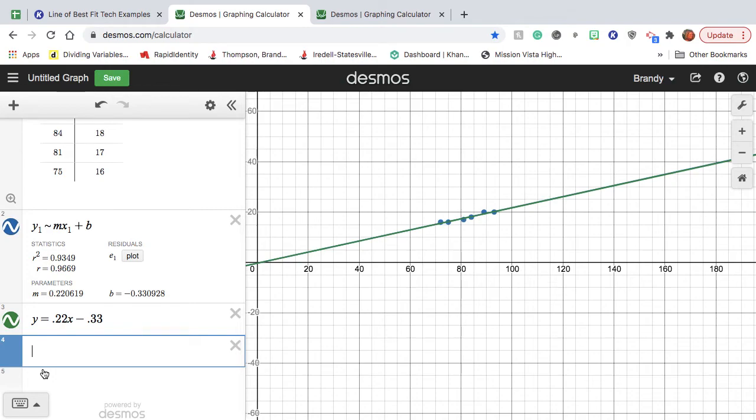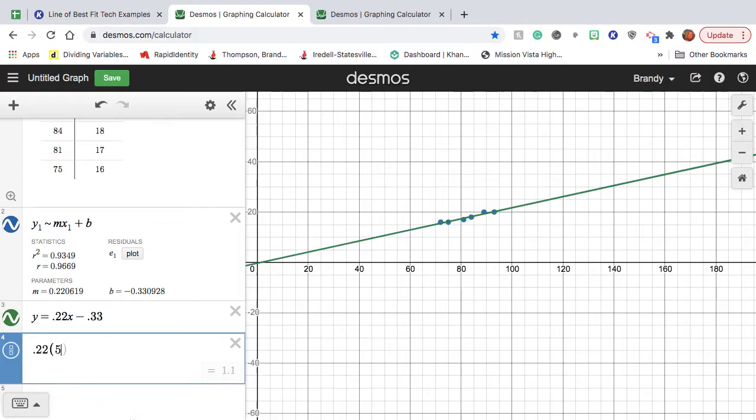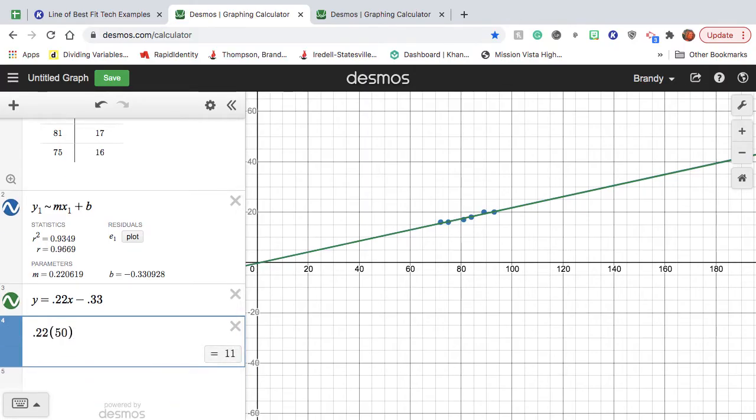So I can not put in y equals, I'll just put in 0.22, and for my x, I'm plugging in 50, minus 0.33, and that means that I'll have roughly 10.67 chirps per minute when the temperature is 50 degrees. Bird's a little cold, he's not chirping very much.